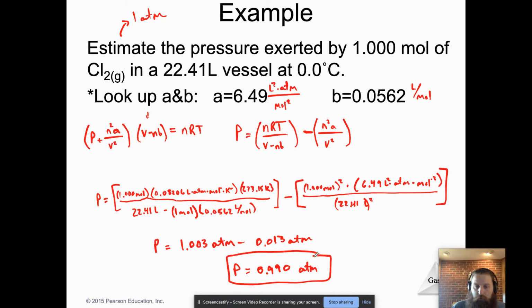Now, something that's important to note: at low pressures and relatively high temperatures, real gases behave similar to ideal gases. We have that proven right here. The ideal gas law tells us that this should be 1 atmosphere. We got 0.990 atmospheres. So the van der Waals equation accounts for the real interactions between those atoms. It does lower the pressure just a little bit, but for the most part, it's right on track with the ideal gas law. So that's how you would solve one of those.